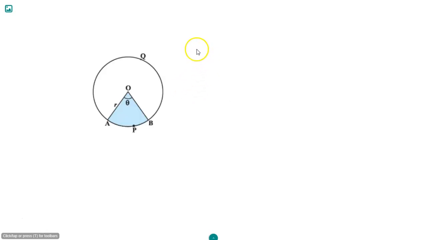Now let's try to find the area of a sector. Consider this circle with a sector OAPB, which is a minor sector. Now the angle of the sector is theta. You know that for a full circle the angle subtended at the center is 360 degrees and the area of a full circle is pi r squared.